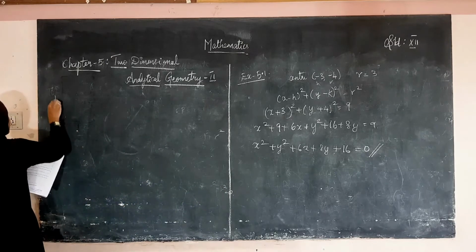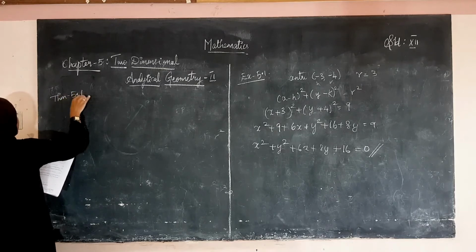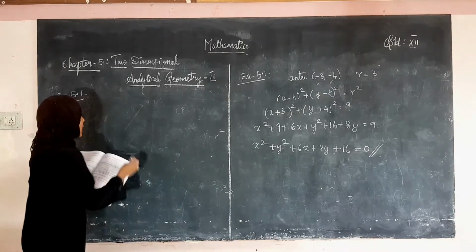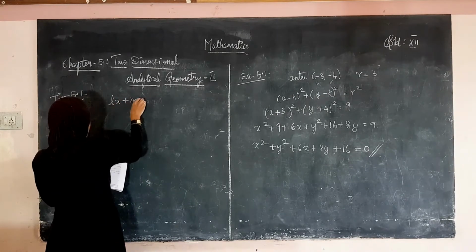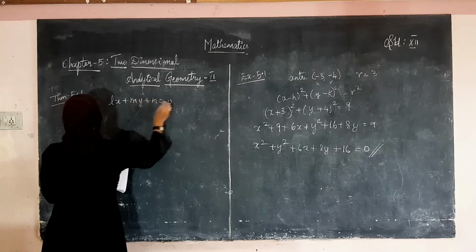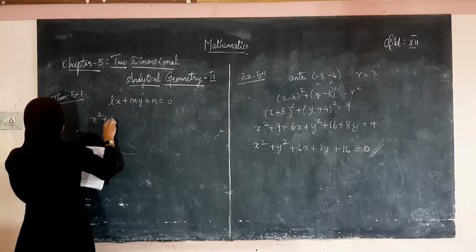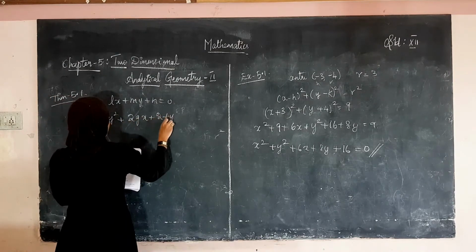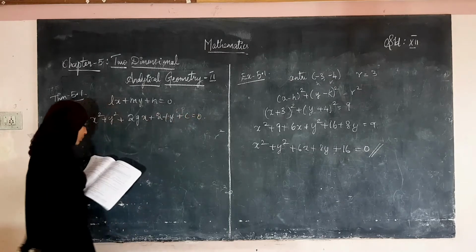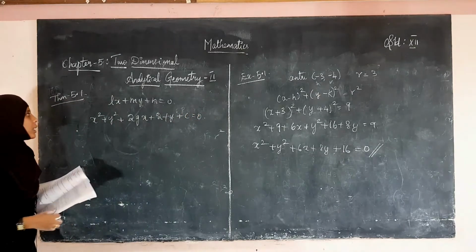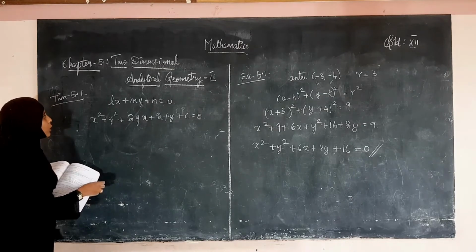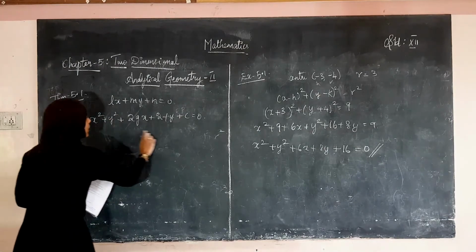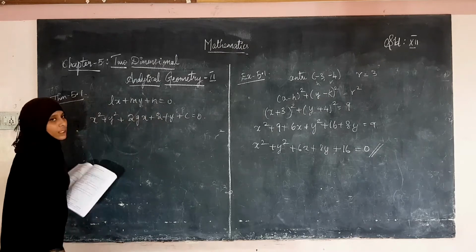See, next one is theorem 5.1. So what they have given: the circle passing through the point of intersection of the line lx plus my plus n is equal to 0, and the circle x square plus y square plus 2gx plus 2fy plus c is equal to 0 is a circle of the form. They have given some terms. Okay, so that is the circle which is passing through this line, and this circle will have the equation of this equation plus some lambda into this equation.